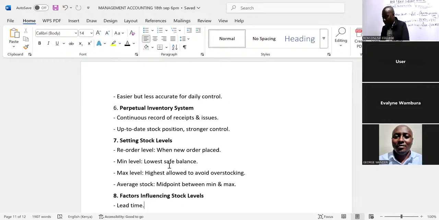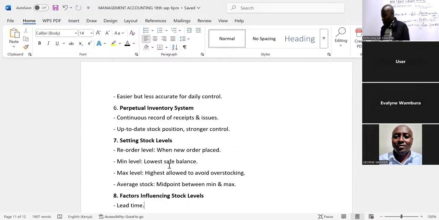Then we have the maximum level. This marks the very highest that we can ever reach. Once we reach this maximum level, we need to think of what we call overstocking. We don't want to overstock. You can overstock, for example, these models of computers, and then other people innovate better computers, and yet you had so many of them. So you lose terribly.